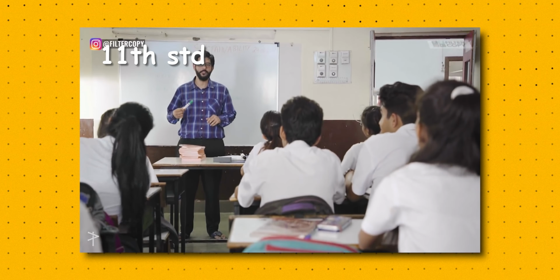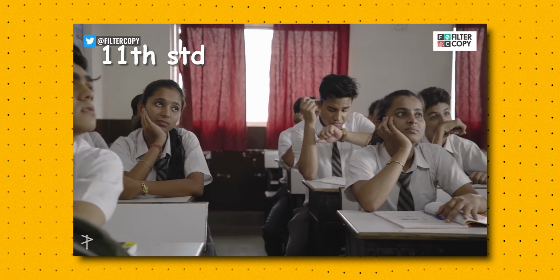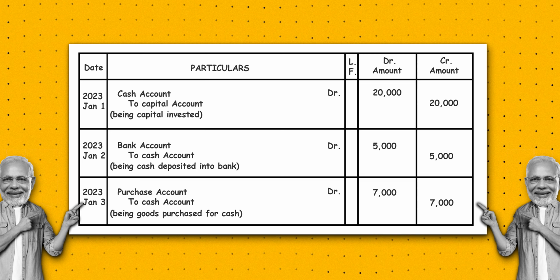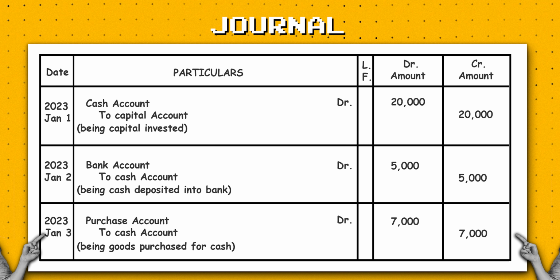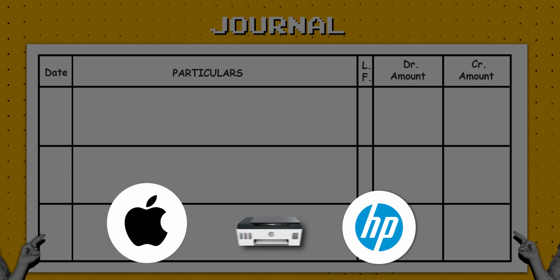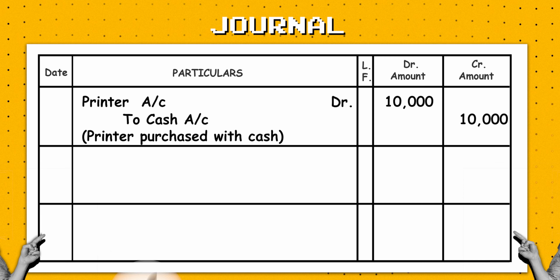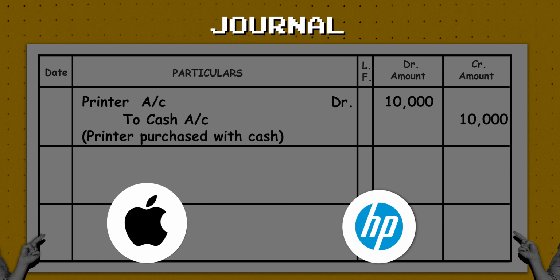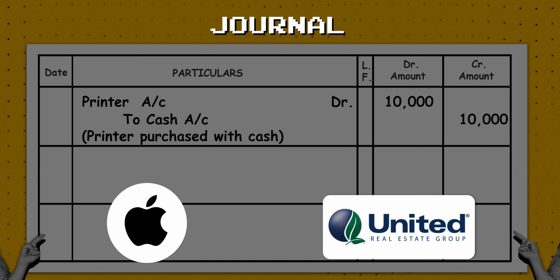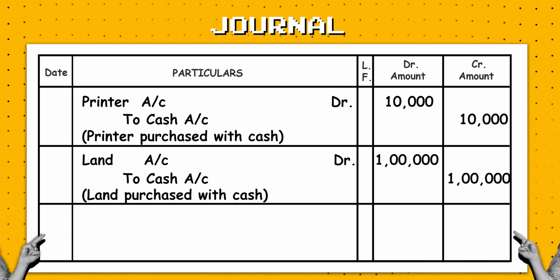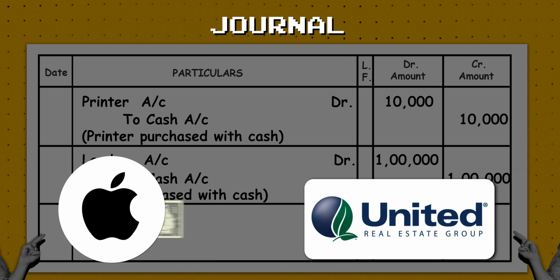Let me explain. Probably, if you have listened to your accountancy classes in 11th, then chances are you would have seen this somewhere. And this is called the journal, the first place where you write any transaction that happens inside a business. For example, if a business has bought a printer, then it will be written as printer account debtor to cash account, because they bought the printer with cash. Just like that, say if they bought a piece of land, then it will be written as land account debtor to cash account, because they bought the land with cash.